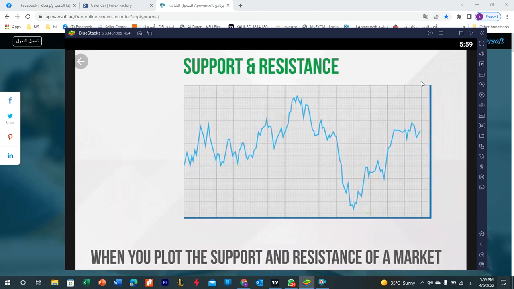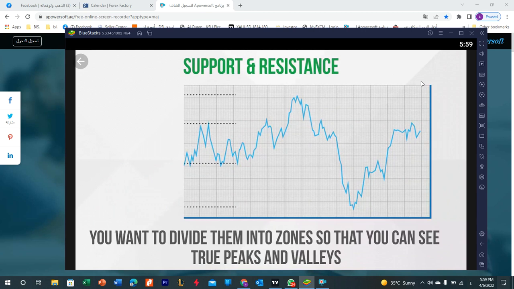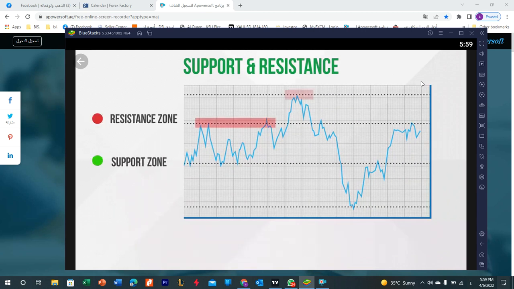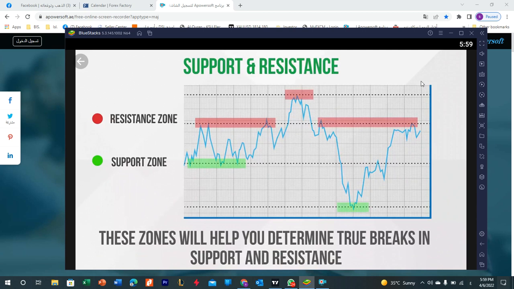When you plot the support and resistance of a market, you want to divide them into zones so that you can see true peaks and valleys. These zones will help you determine true breaks in support and resistance rather than the false ones that can cause you to lose a lot of money.